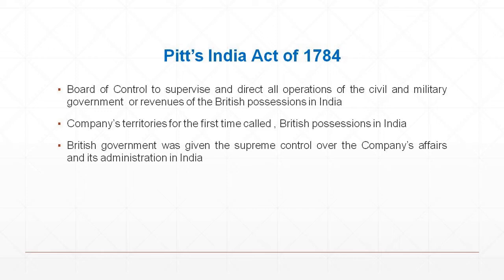Thus, the act was significant for two reasons. First, the company's territories in India were for the first time called the British possessions in India. So there was an acknowledgement that whatever the East India Company owned in India were actually possessions of Britain as a nation. And secondly, the British government was given supreme control over the company's affairs and its administration in India. So the British government now really interfered with how the company was operating in India.